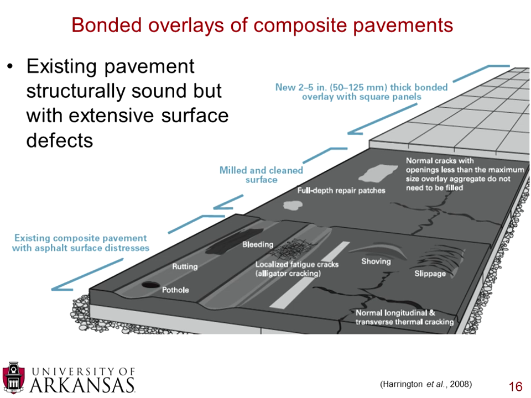A very traditional way to take care of these types of distresses is to do a mill and fill or a mill and replace, but another option is to do a bonded Portland cement concrete overlay. So those are the three types of bonded overlay systems: on existing Portland cement concrete, on asphalt concrete, and on composite pavements.